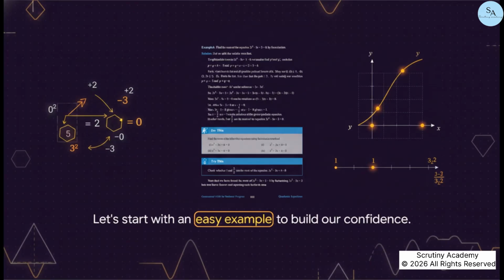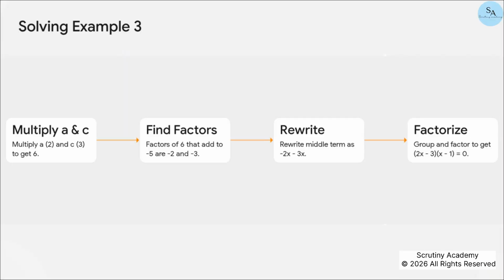Let's actually put this into practice. We're going to pull example 3 directly from the text. This is a nice, straightforward example to build our confidence and see how this new logic works in the real world. Let's break it down step by step. Okay, we're given the equation 2x squared minus 5x plus 3 equals 0, and we need to find its roots. Step 1, we multiply our a, which is 2, and our c, which is 3, to get 6. Step 2, we need factors of positive 6 that add up to our middle term, which is negative 5. What could those be? Negative 2 and negative 3.